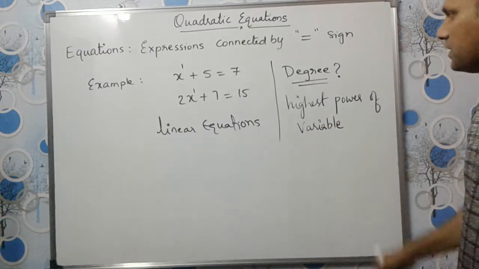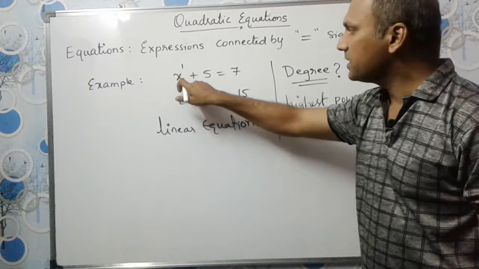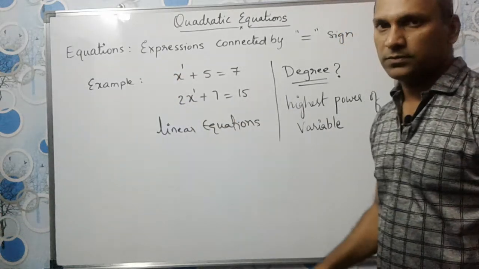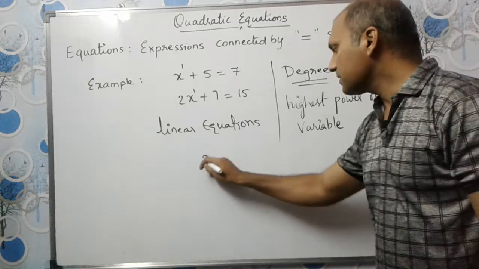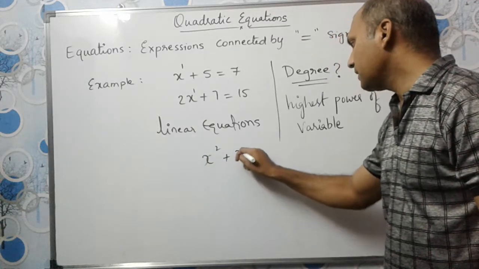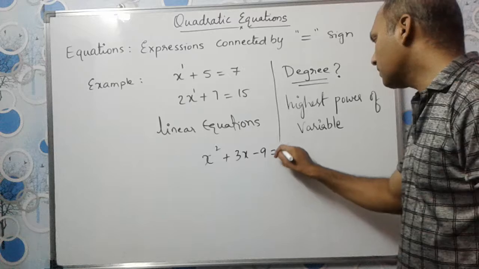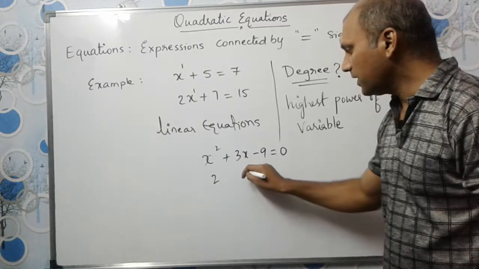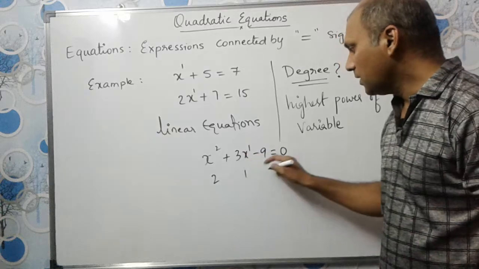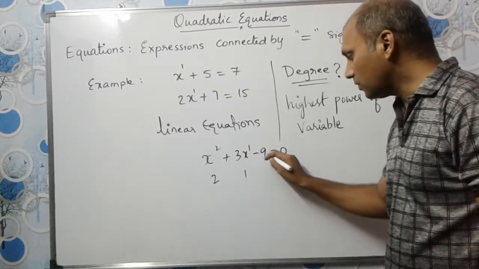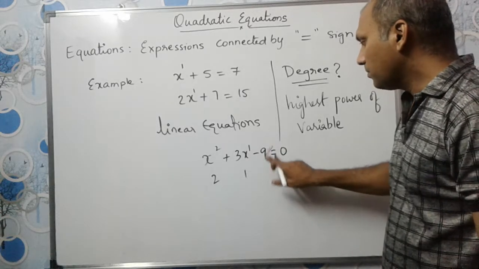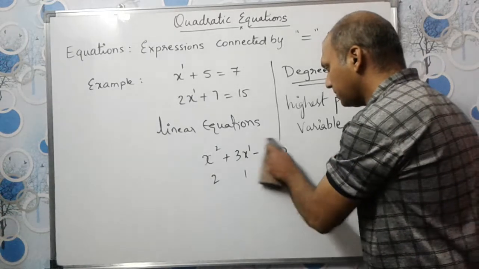Okay, see here, what is the variable? x. What is its power? 1. What is the variable here? x. What is its power? 1. Okay, now if I write something like this, x square plus 3x minus 9 is equal to 0. What is the power here? 2. What is the power here? 1. What is the power here? 0. We will have x power 0. Okay, now the power here is 0. Let me write it again.